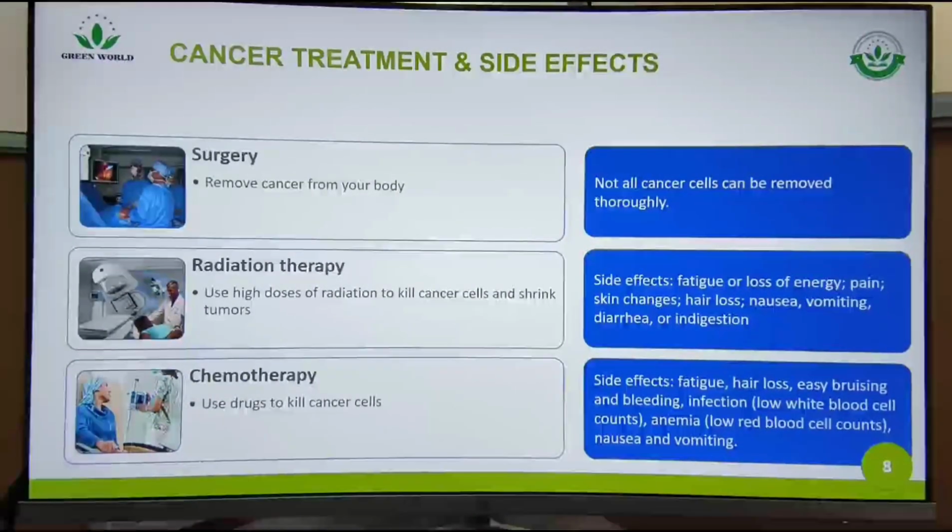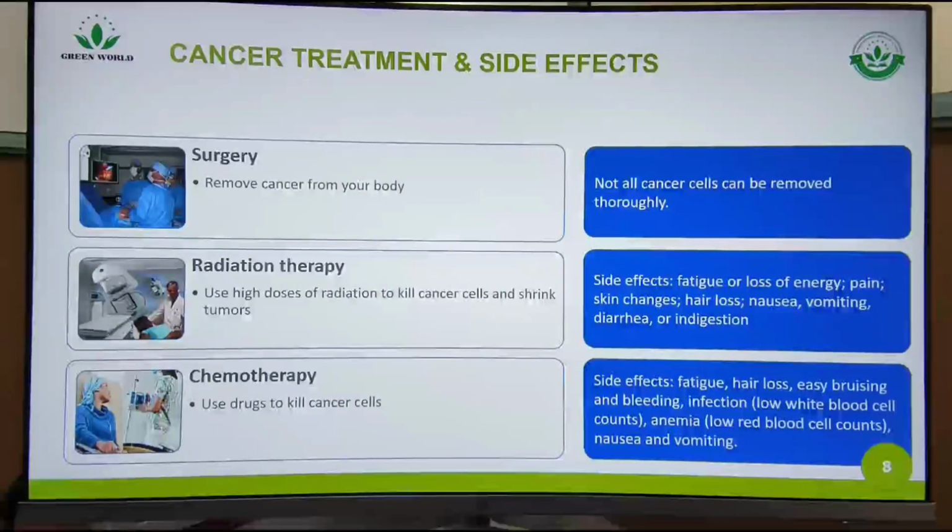So you always feel fatigue, hair loss, easy bruising and bleeding. Then it's also associated with infection because of the low white blood cell counts. Then anemia, so low red blood cell count, and also this person will always be feeling nausea. Okay, so these are the 3 treatments that for someone who is diagnosed with any cancer, he or she will have to undergo these conditions.